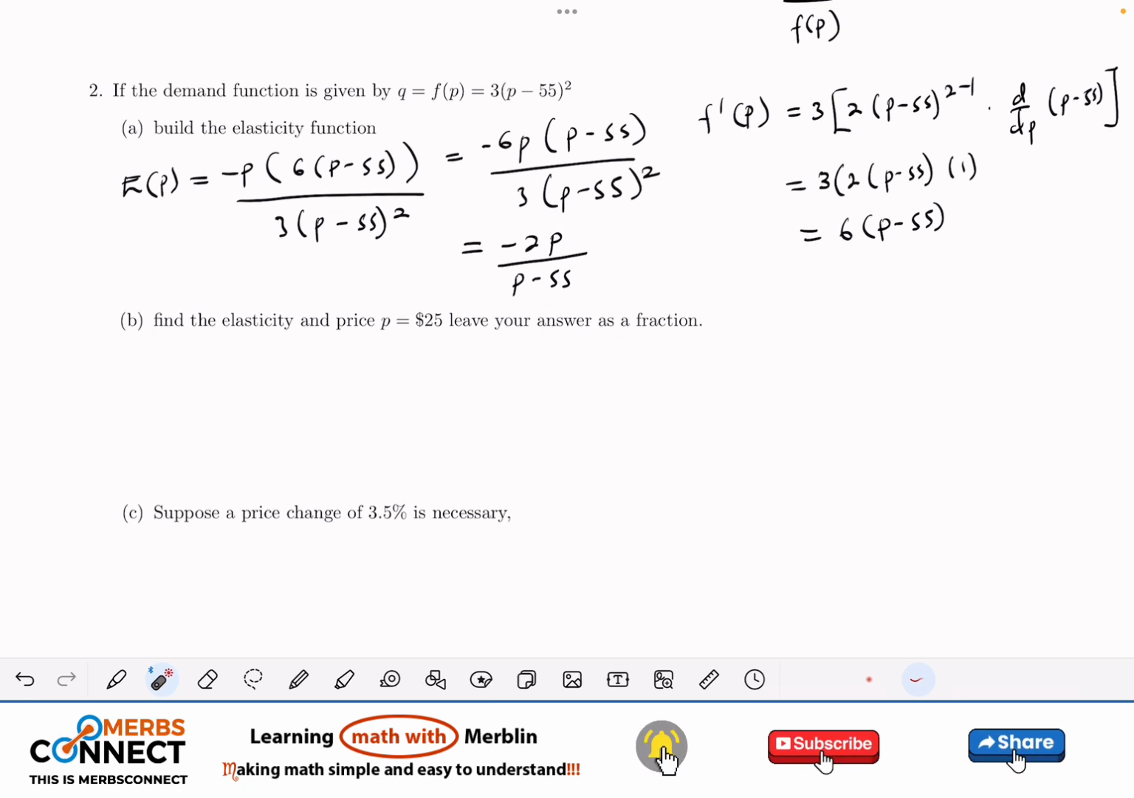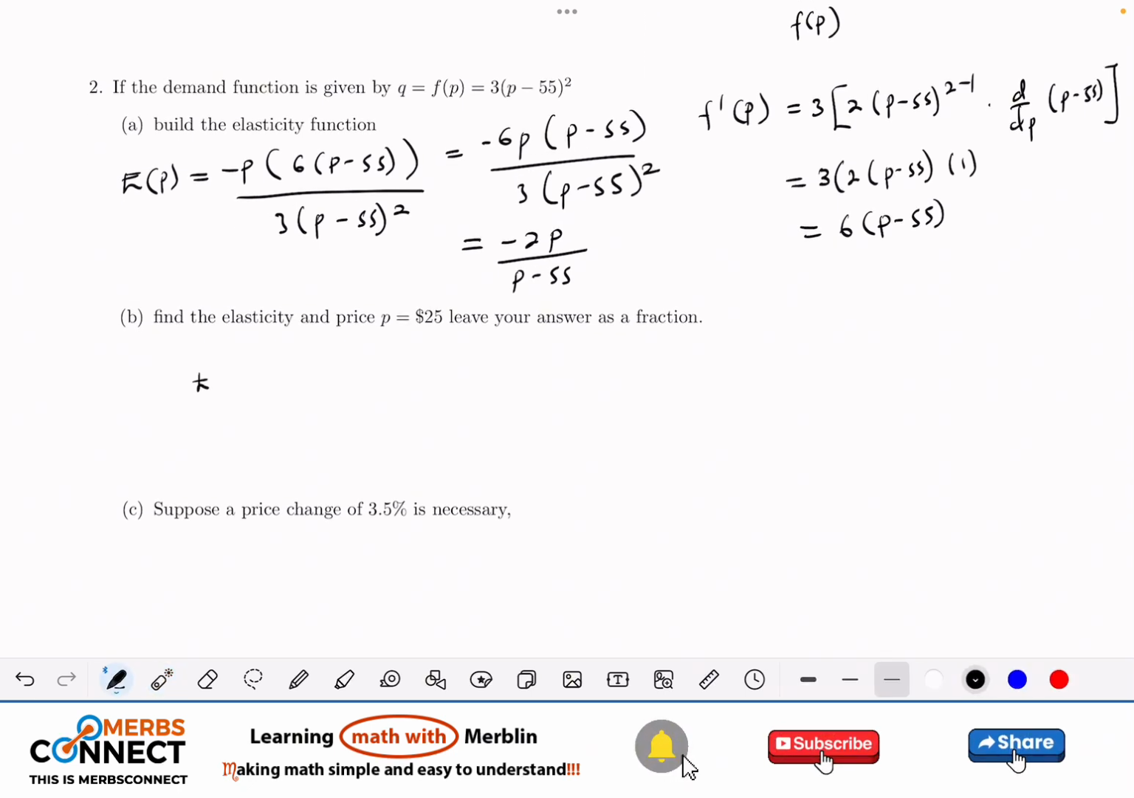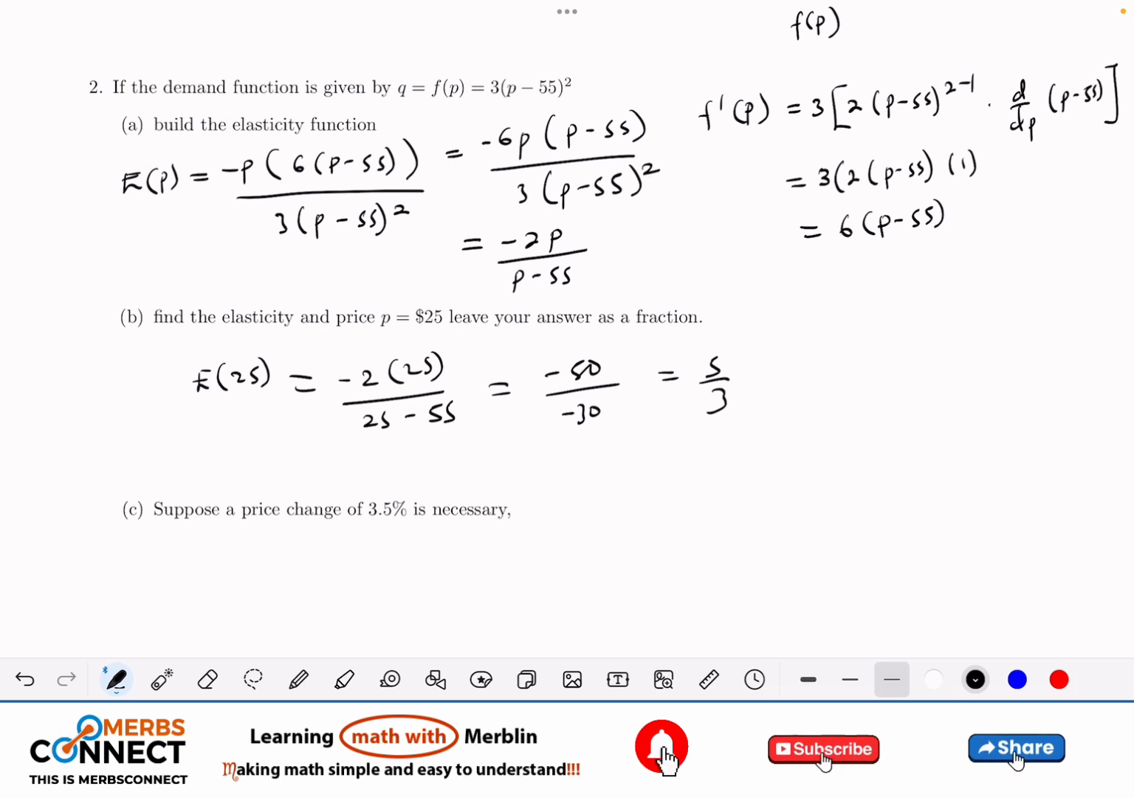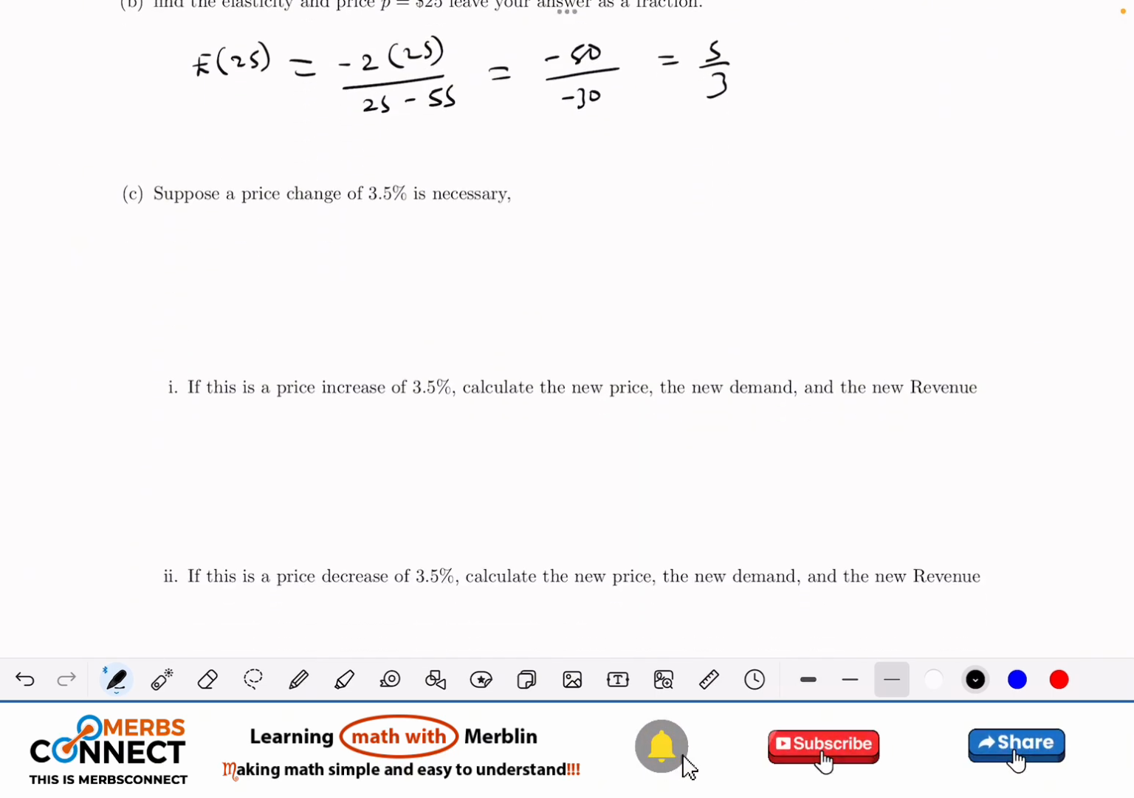So the rest, I think you can do it. So this one is going to be E of 25, which will be minus 2 times 25 divided by 25 minus 55, which will be equal to minus 50 divided by, I think this one should be minus 30, I think so. And this one should be 5 on 3, right? Then you continue the same thing, right?